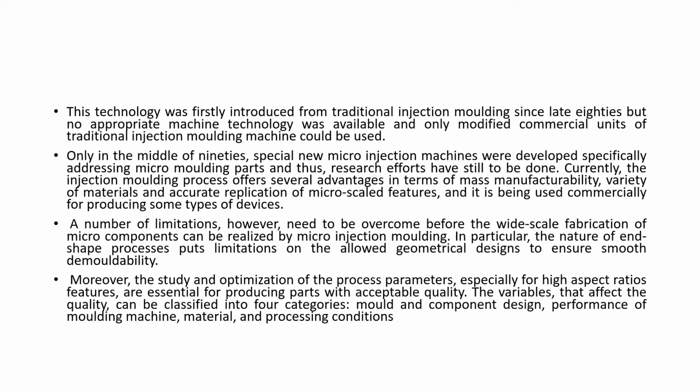by micro injection molding. In particular, the nature of the process puts limitations on the allowed geometrical design to ensure smooth demoldability. Moreover, the study and optimization of the process parameters, especially for high aspect ratio features, are essential for producing parts with acceptable quality. The variables that affect the quality can be classified into four categories, which are mold and component design, performance of the molding machine, material, and processing condition.